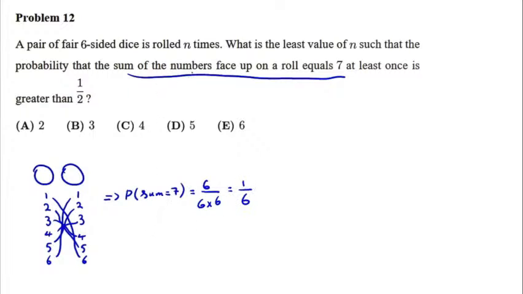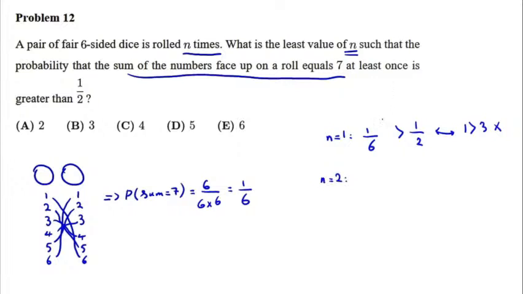Now, it says a pair of fair six-sided dice is rolled n times. It wants us to find the minimum n. So, for example, let's consider n equals 1. Again, a small example. The probability that you see a 7 is 1 over 6, and we want that it should be greater than 1/2. If we multiply by 6, it will be equivalent to 1 greater than 3, which is wrong.